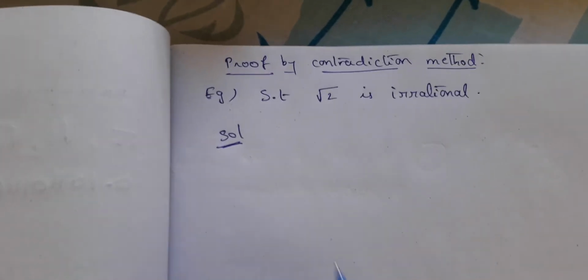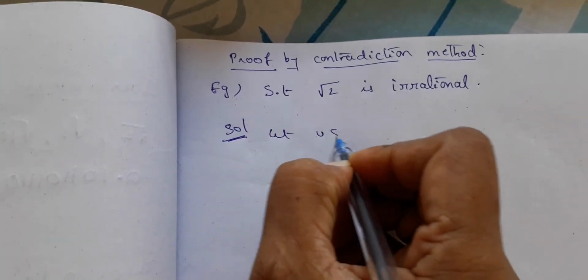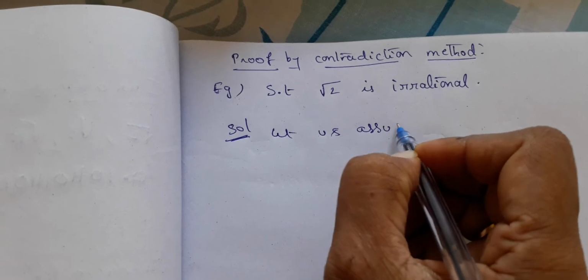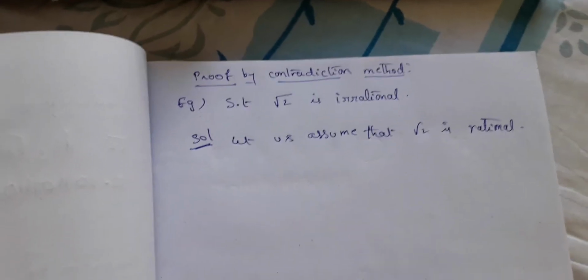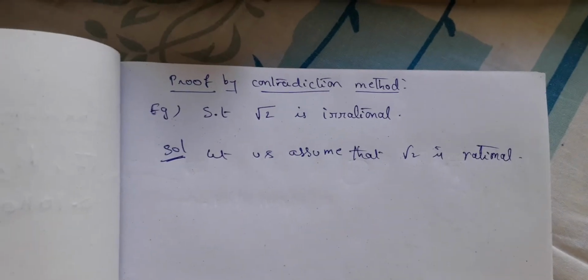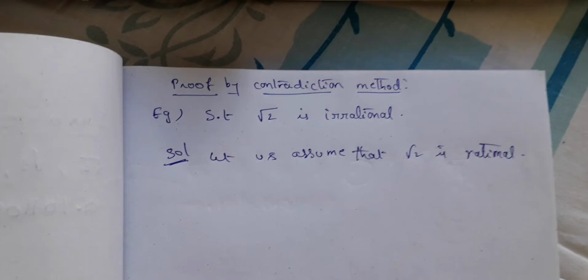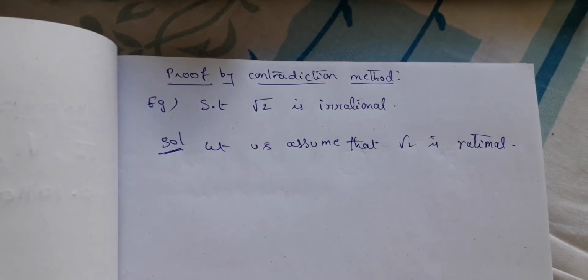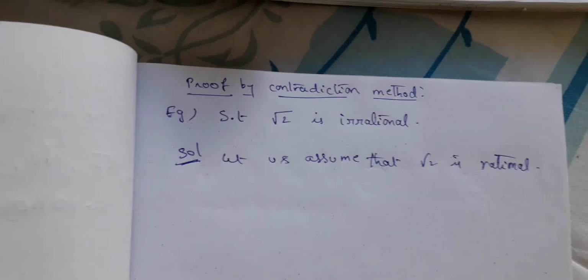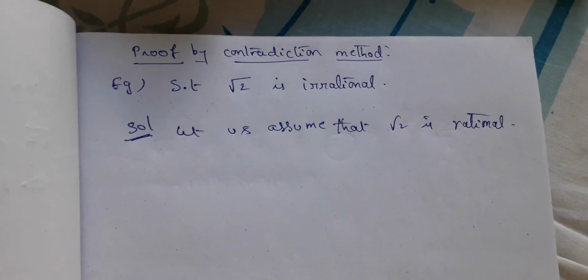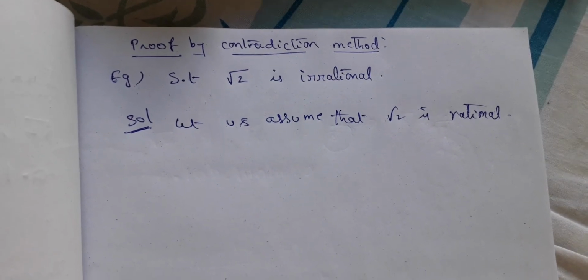Let us assume first of all that root 2 is rational. What are we assuming? We are taking root 2 to be rational. And then finally what are we going to prove? That whatever we have assumed is wrong. Therefore root 2 is irrational. Okay, did you get the point why we call this the contradiction method?